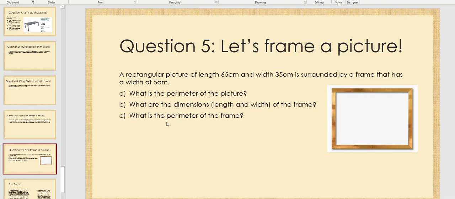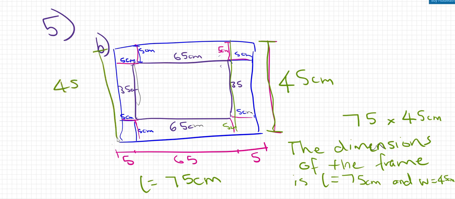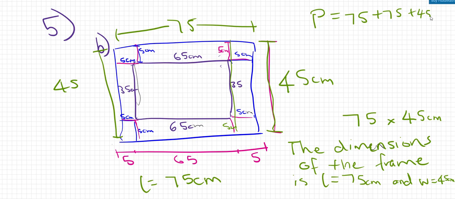And our final question, what is the perimeter of the frame? Now that we know the dimensions, we know the length and width, the frame is still a rectangle. So just add up all the sides of our rectangle. Let's just clean this up a little bit. I've got 45 centimeters as my width. Length is 75, so 45 here from there to there as well, and a length of 75 from there to there. So add up all of these sides. So perimeter of the frame will be 75 plus 75 plus 45 plus 45.